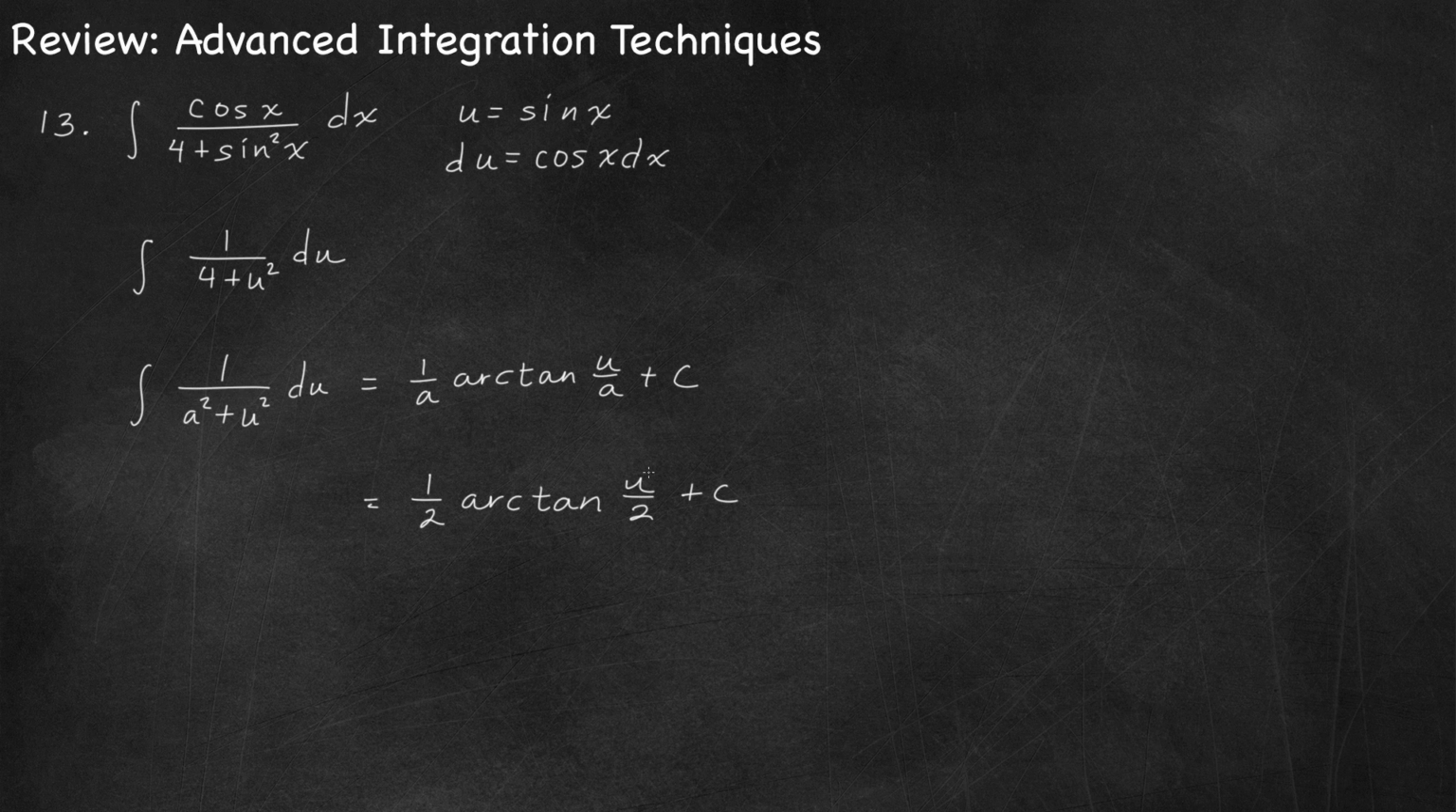Now we don't want to leave u in our final answer. u is equal to sine of x. Oh, that's a little odd. We've got arctan of sine, but that can happen. So 1/2 arctan of the sine of x over 2 plus c.